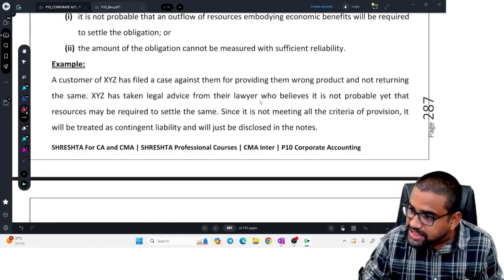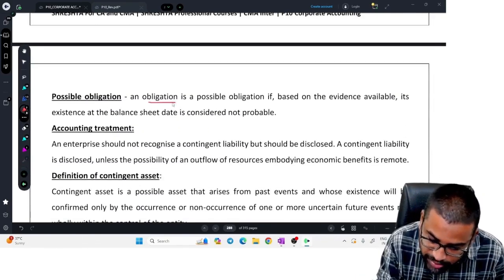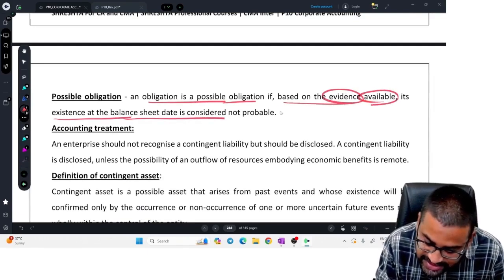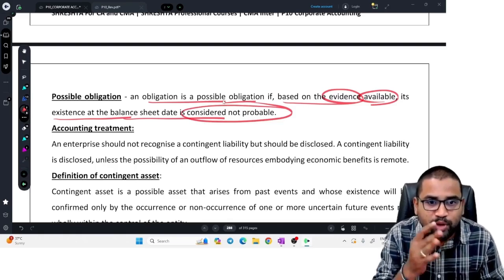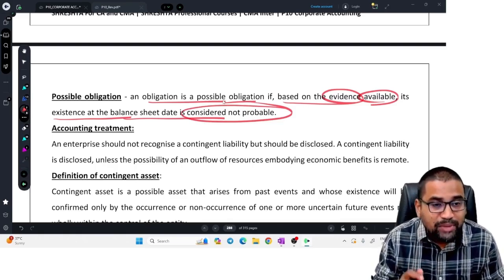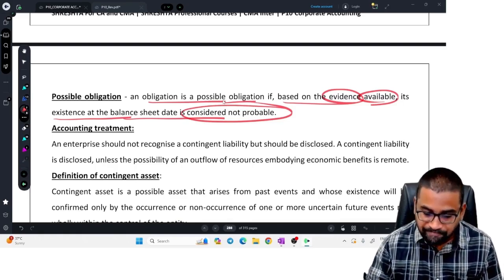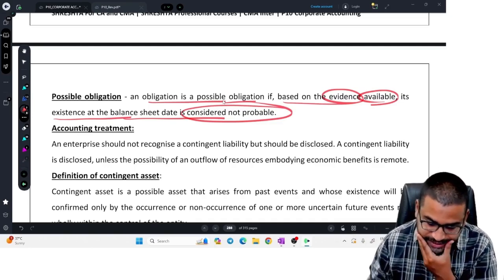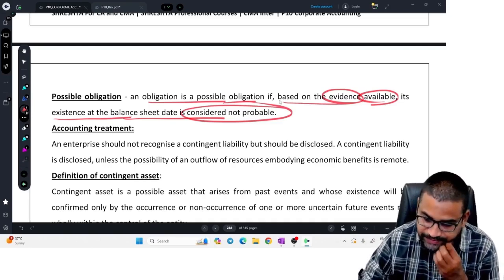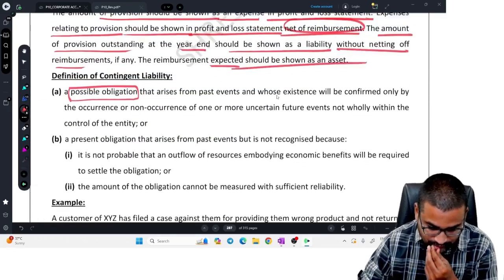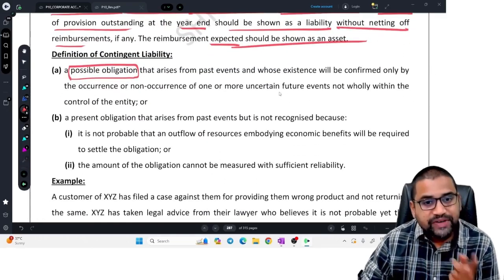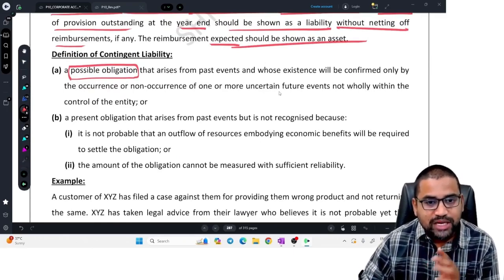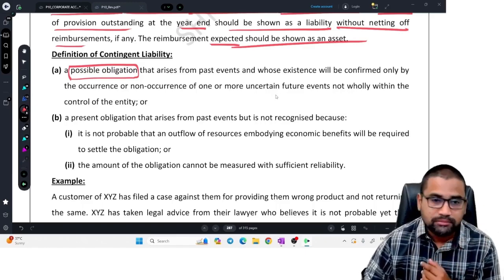See, what is possible obligation has been actually given here. An obligation is a possible obligation if, based on evidence available, its existence at the balance sheet date is considered not probable. Not more likely. There is no present obligation. There is a possible obligation. Because if it is a present obligation, it will become a liability. That's why it is called contingent liability. So, contingent liability is a possible obligation. Obligation may come.